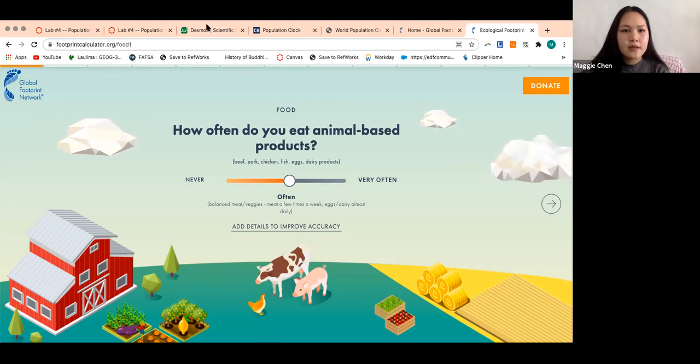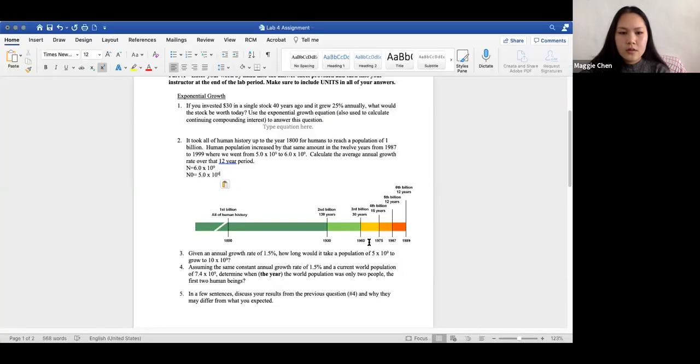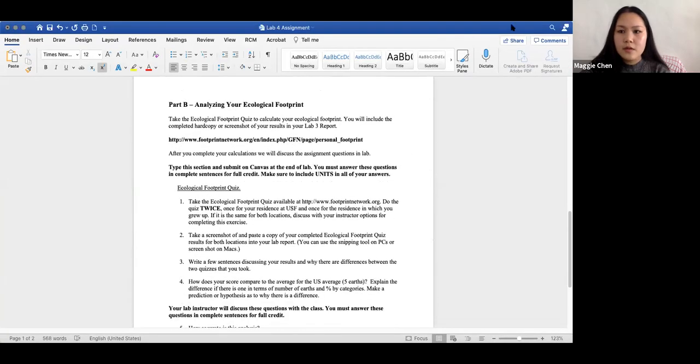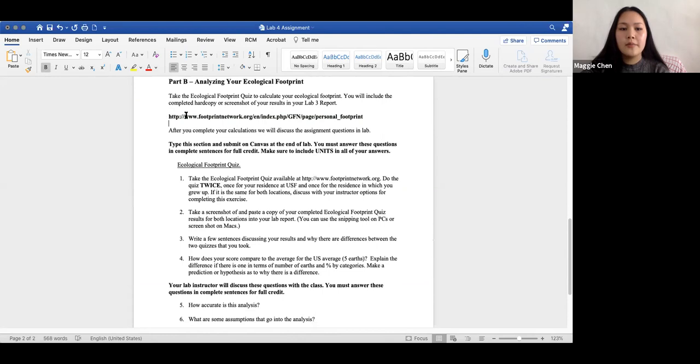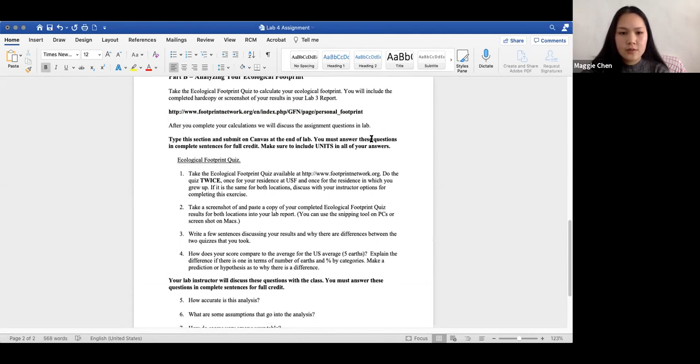If we go back to the Word doc, it'll go over what you're going to be looking at for part B. In part B, there's that footprint link to the quiz if you're not there yet. That's where you can find the quiz that you're going to be taking. And you're going to be taking this quiz twice. One is for your USF residence, your San Francisco residence here, and then one is for your childhood home.